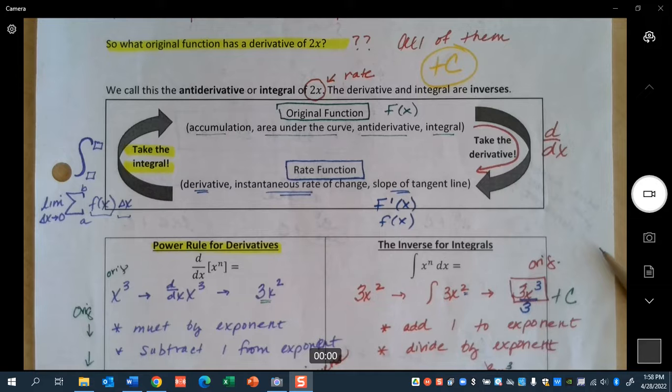So usually it's dy dx, or it can be dt dx, whatever variable we're working with. And if we call our original function our capital F, when we look at our rate function, whether we use the prime notation or the lowercase f, we need to understand that.